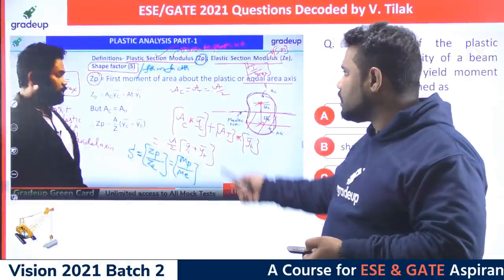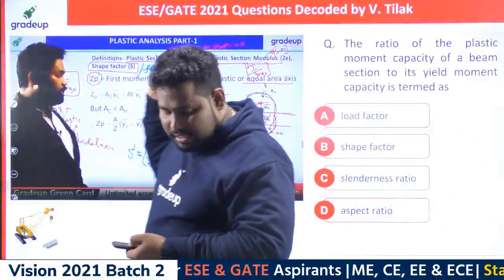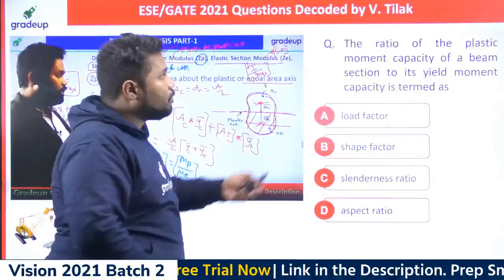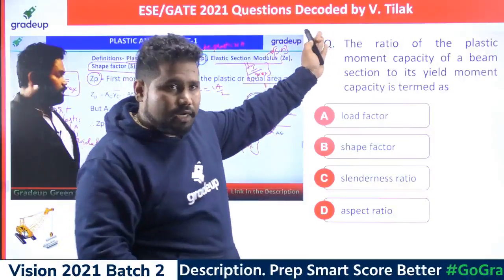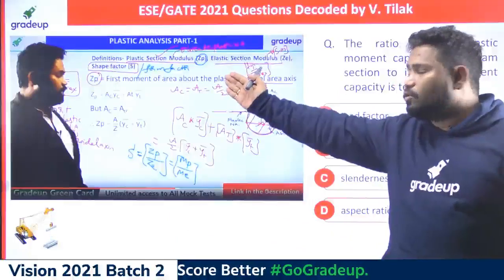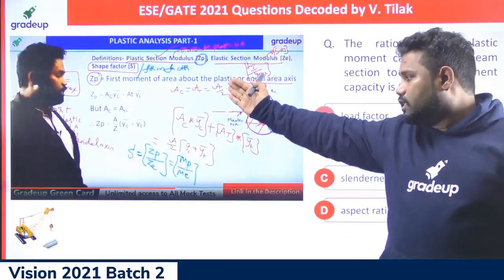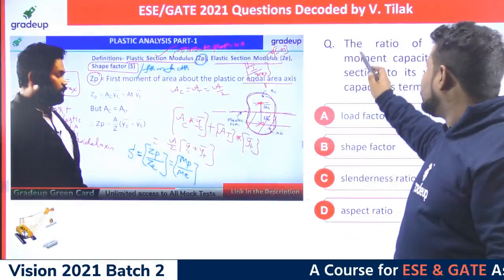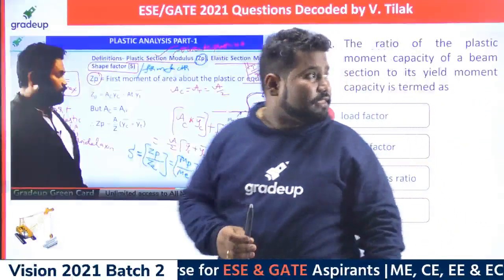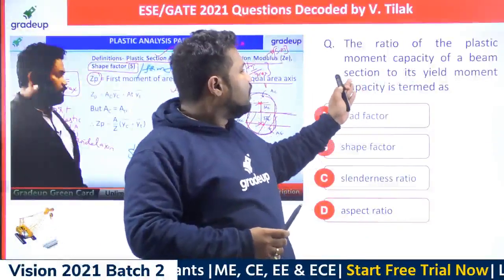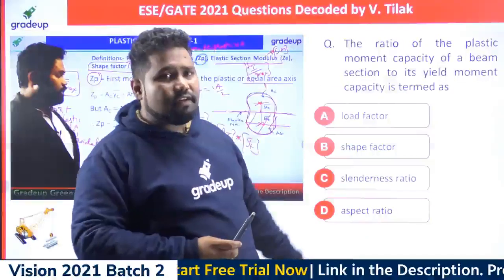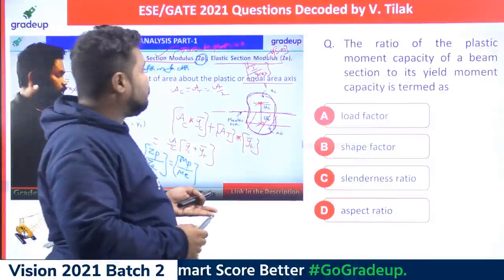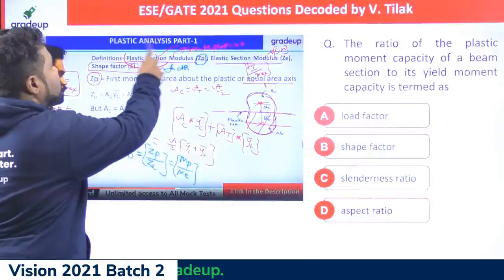Coming to the sessions, the first question is the one that actually appeared in GATE 2020. I hope you can see this question, right? And this is the proof where I taught you that. This is what I taught in plastic analysis part 1. You can see the ratio of plastic moment capacity of a beam section to yield moment capacity of a section. We had already taught this, and it is the shape factor, another name for this.